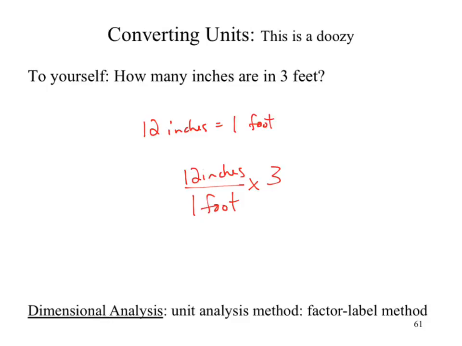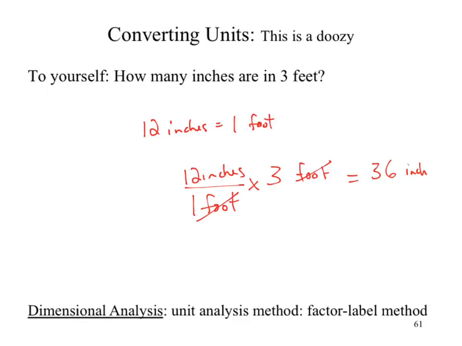times 3 feet. So now I look at it and I get 36, but I get 36 inch feet over feet. Over 1 foot. I'm sorry, 12 inches over 1 foot times 3 feet over 1. All it is is a plural. What happens with our feet and feet? The units cancel and we'd be left with 36 inches.